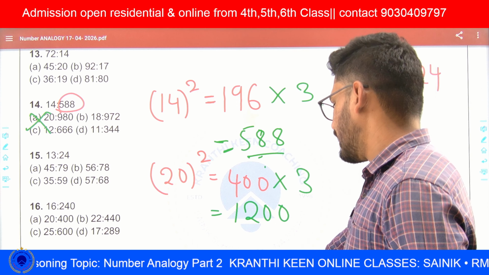Let's check A first: 2, 4, 18. 2 square is 4. 4 square is 16. And the remaining last number is 18, but its answer is 20. So A won't be our answer. Let's check option B: 6, 8, 100. 6 square is 36. 8 square is 64. Now 36 plus 64 is 100, isn't it? So our option is B. It follows the same relationship as in the question.